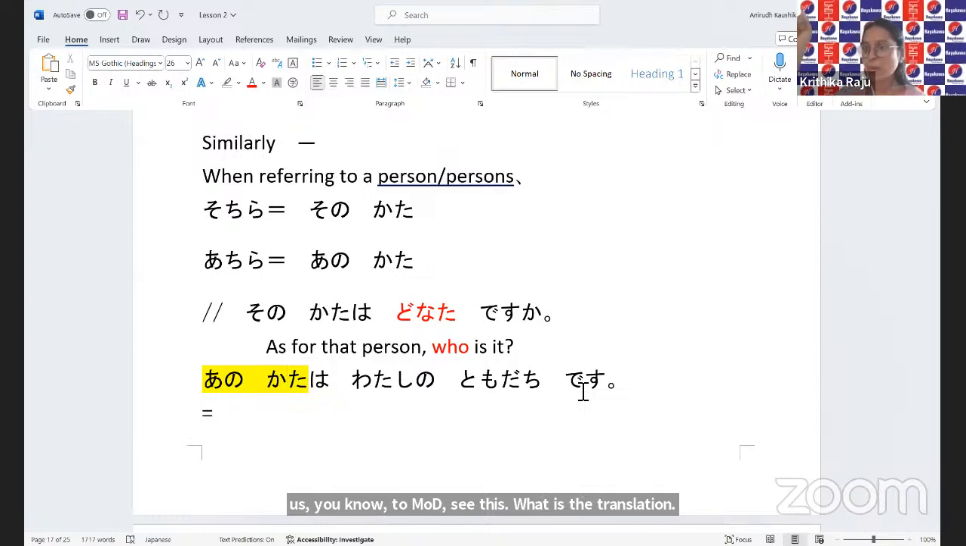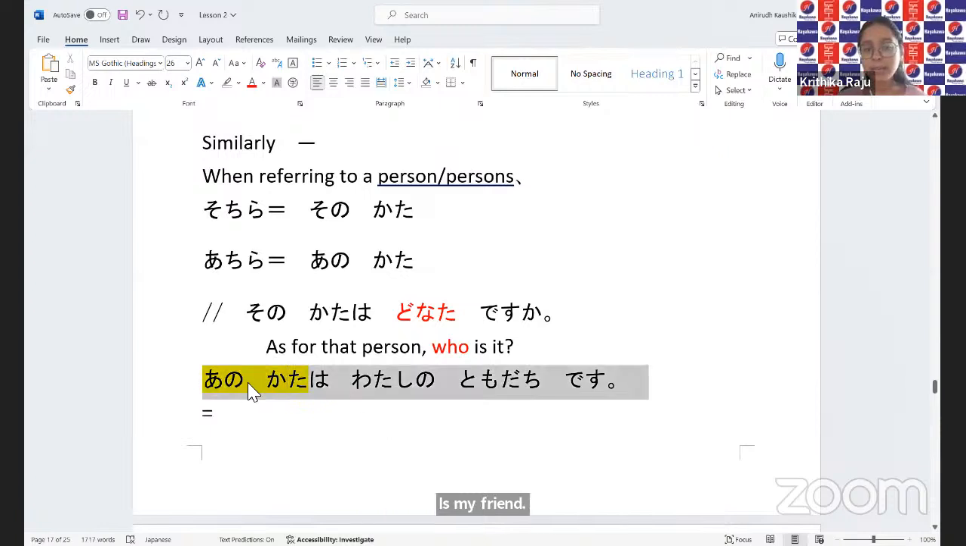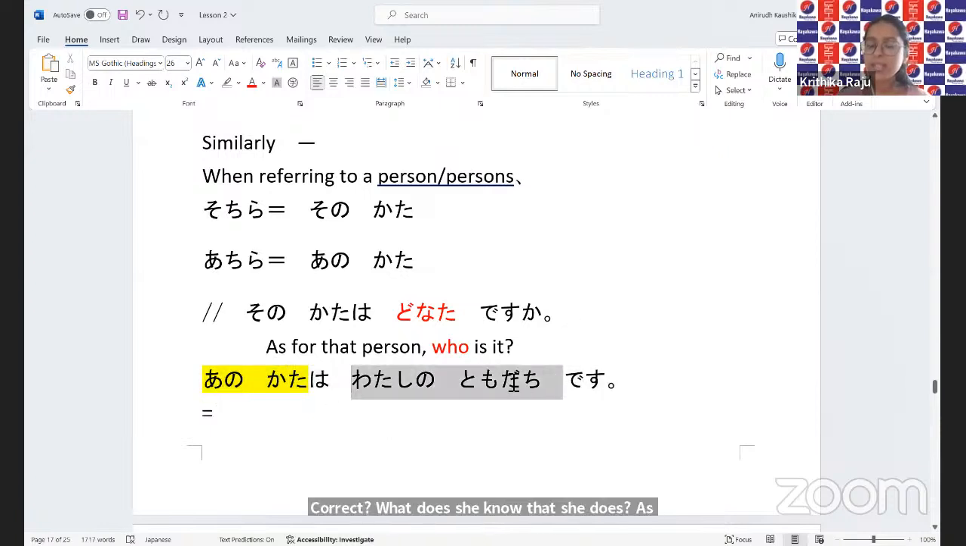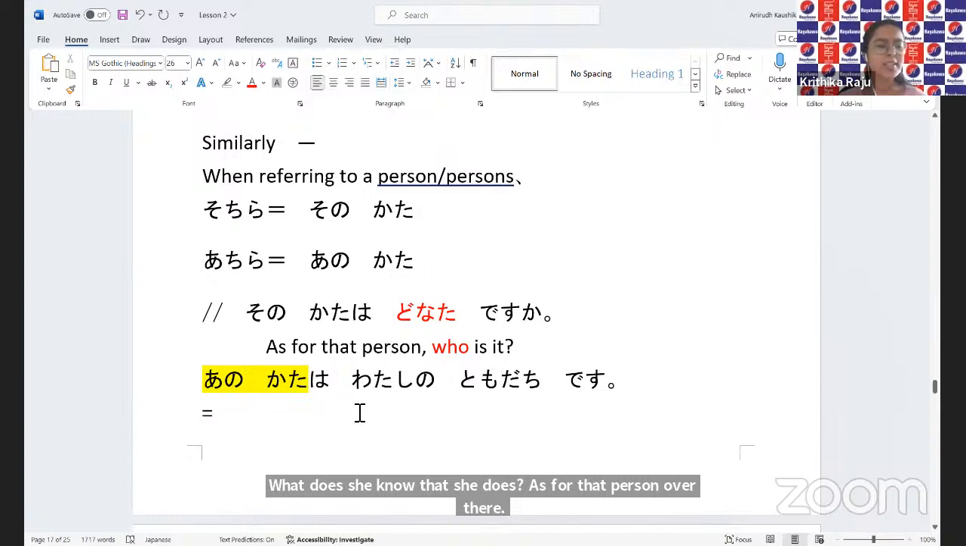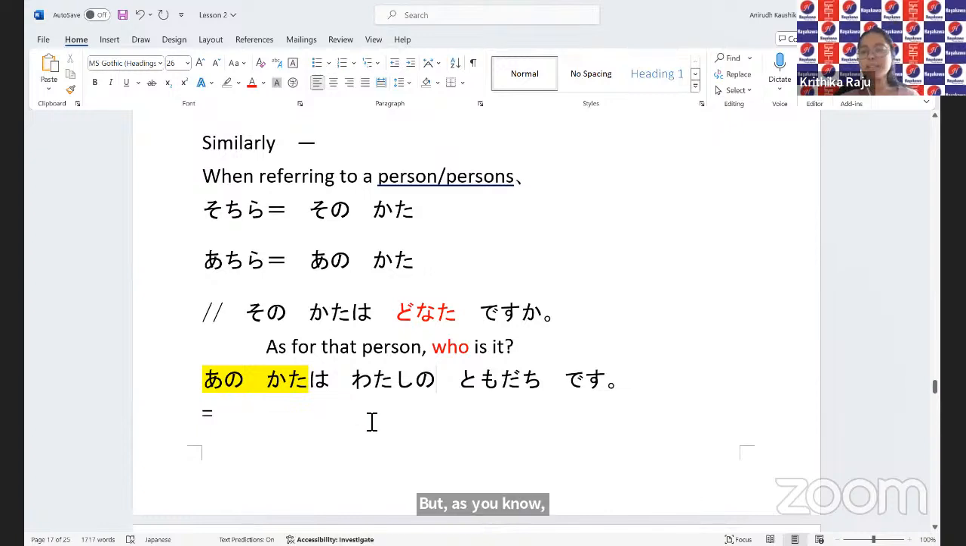Yes, that person over there, right? I'm saying over there so you understand it's away from both speaker and listener, is my friend. Correct. As for that person over there, watashi no tomodachi desu. Is there another way to say the same sentence? I've highlighted a hint.